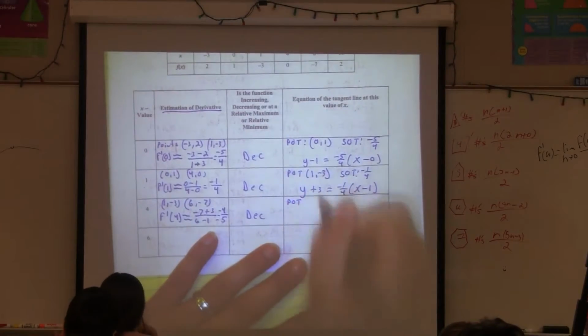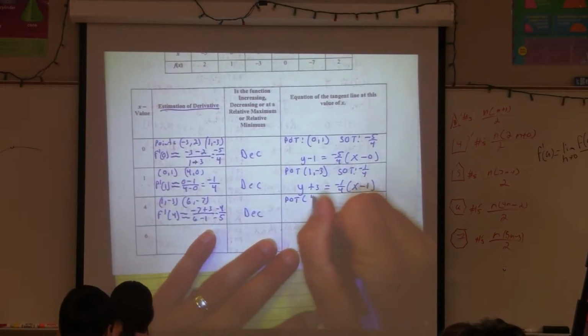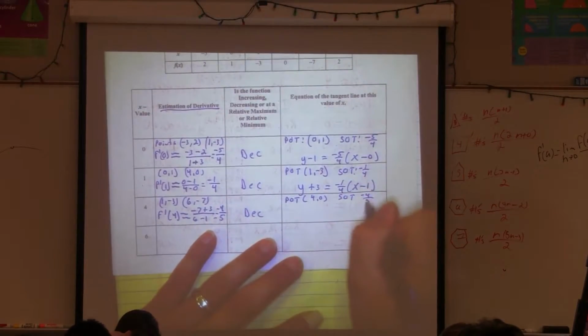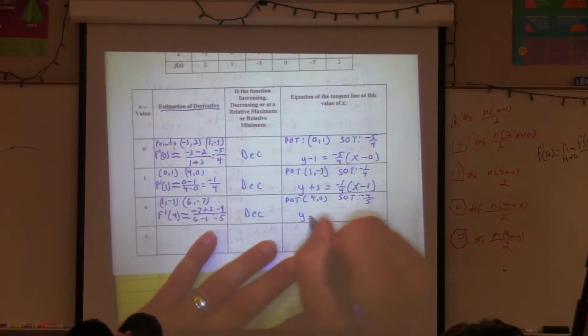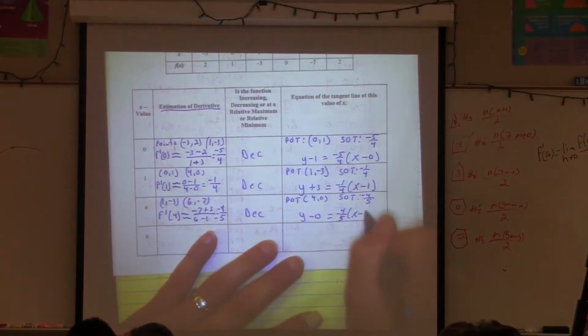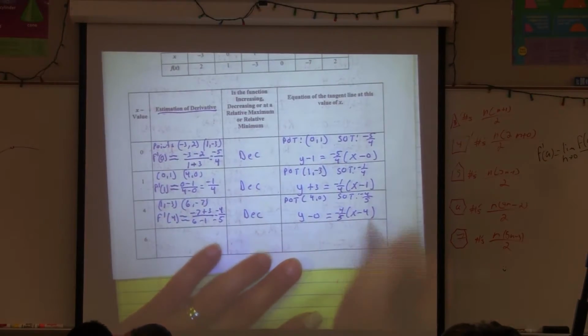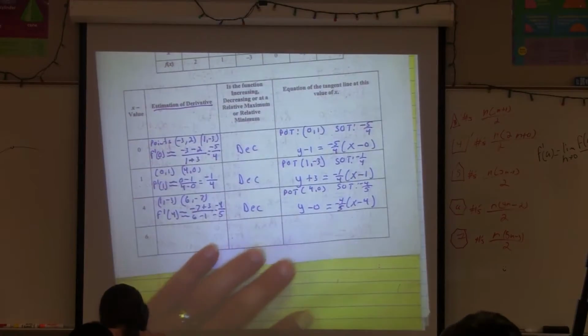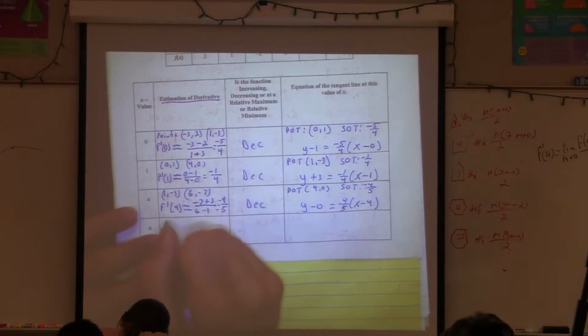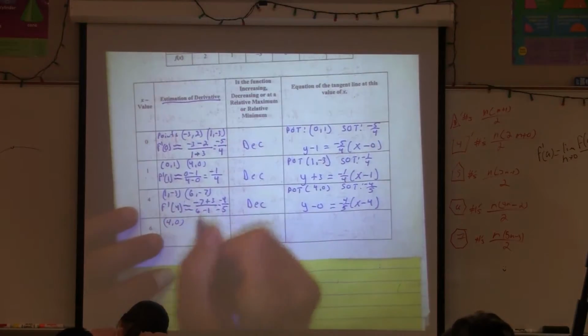What's my point of tangency here? 4, 0. My slope was -4/5. So my equation is y minus 0 equals -4/5 times x minus 4. Is that what you got? Do the last one. What would I use for 6, Ashley? 4, 0, okay. And 10, 2.